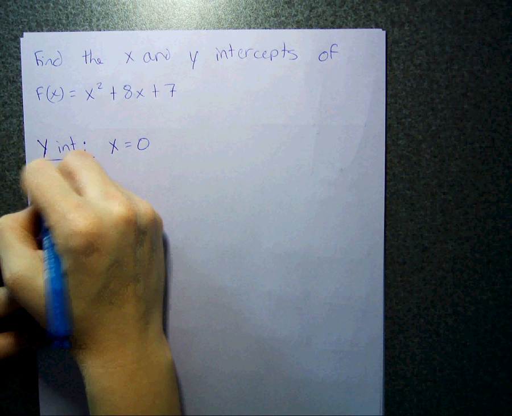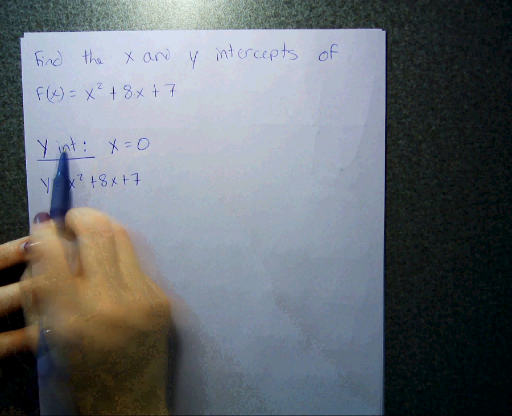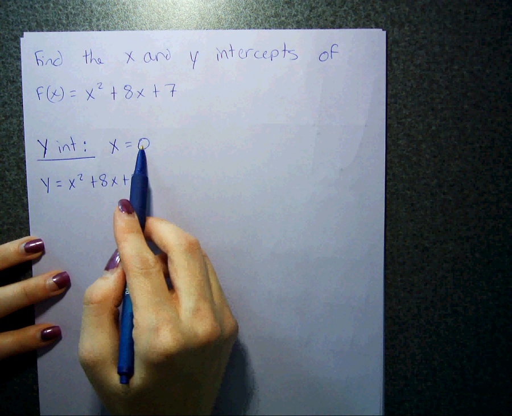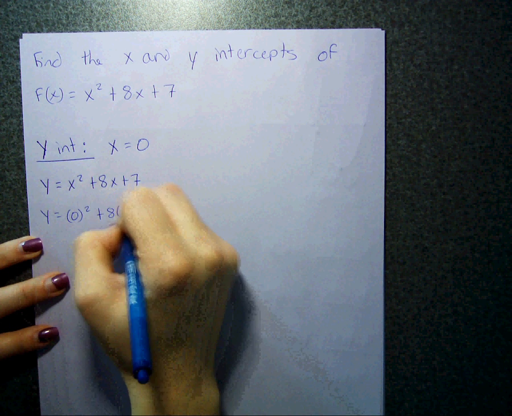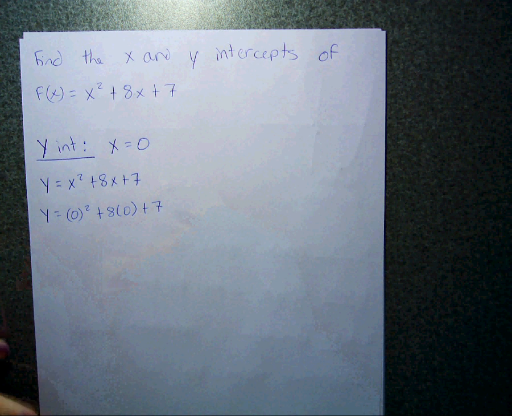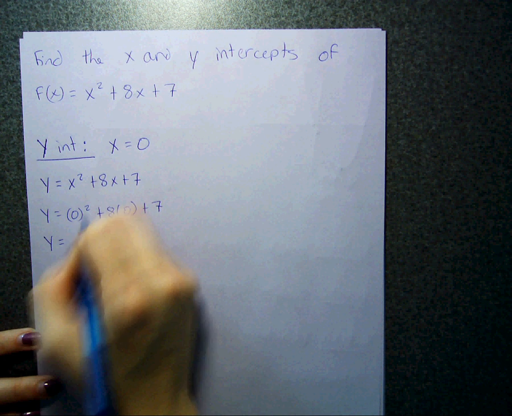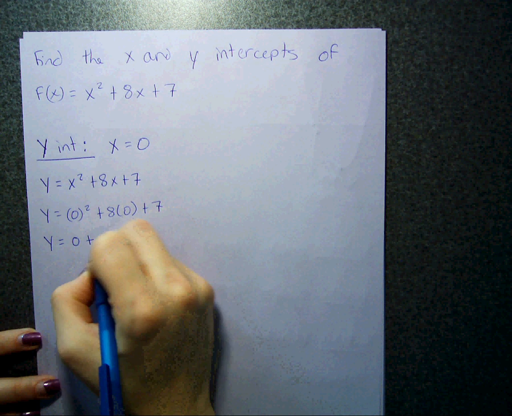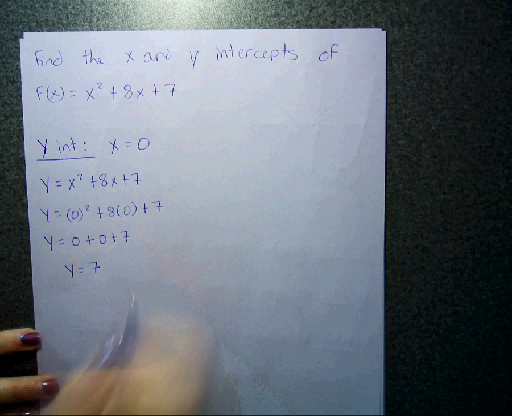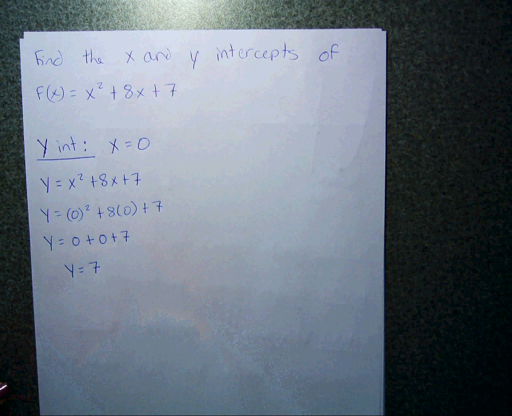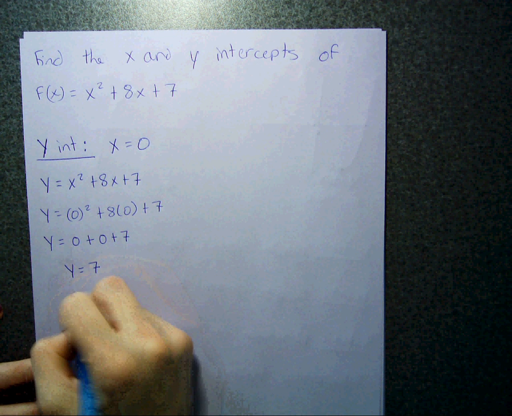So I have y equals x squared plus 8x plus 7. And I know at the y-intercept x equals 0, so I'm going to plug in 0 for x. So I have y equals 0 squared plus 8 times 0 plus 7. And I'll simplify. So I have y equals 0 squared is 0 plus 8 times 0 is 0 plus 7, which gives me y equals 7. So I know my graph crosses the y-axis at 7, which is the point (0, 7).